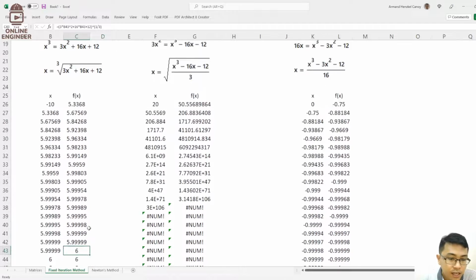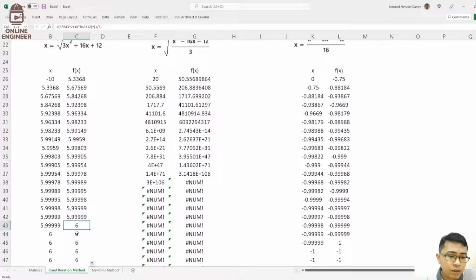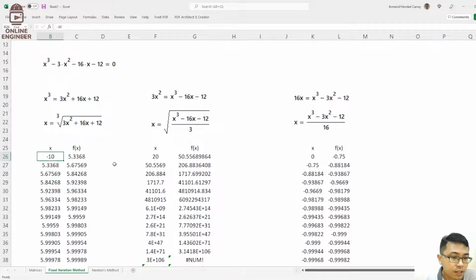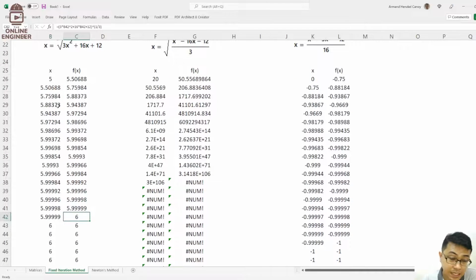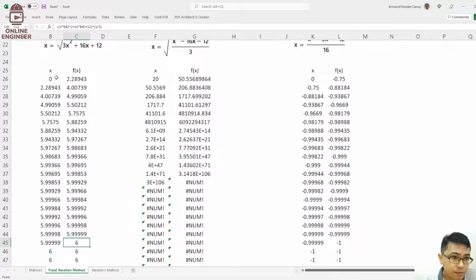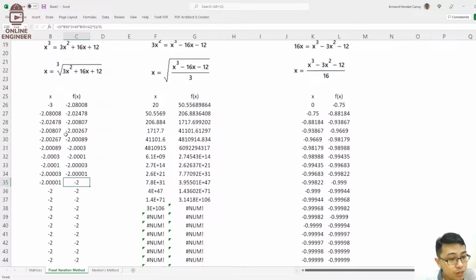And take note, 6 here is actually a root, right? It's one of the roots. 6 is actually one of our roots. Okay, so if I change our initial value, say for example, I change this to 5, the root that it could get is, of course, 6. If I change this to 0, it will also give us 6. If I change this to -3, it will give us -2. So this is actually an initial value, an initial value that we plug in to the formula, and it will iterate.